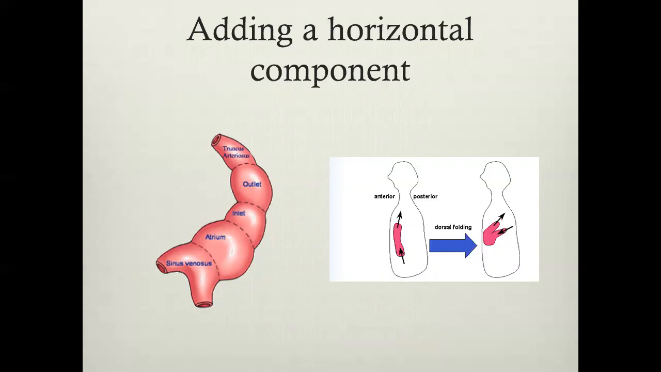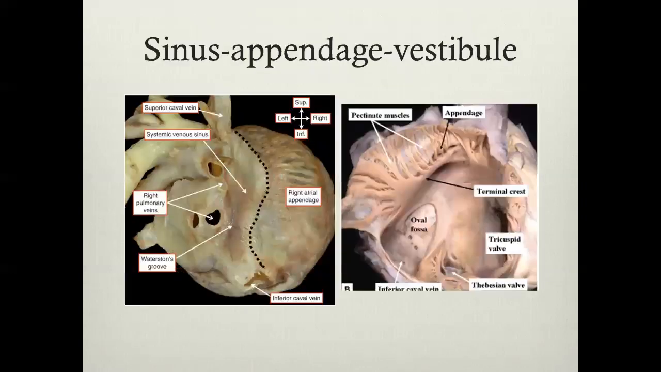And then how do we get from a line, a tube, into a heart that has more of a horizontal orientation? And the answer is you fold it on itself. And the sinus venosus will be in the back, and that's why the cava are in the back, and it will feed into the right atrium. So now we'll be able to imagine the sinus venosus as distinct from the atrium, but connected to it, or not. I don't care.